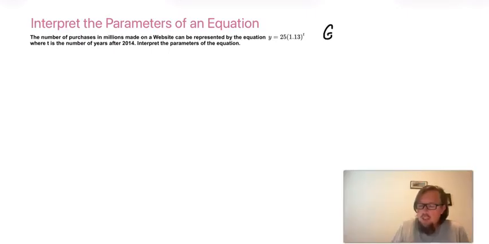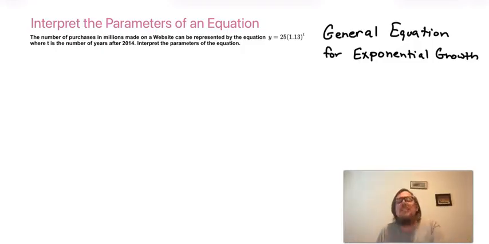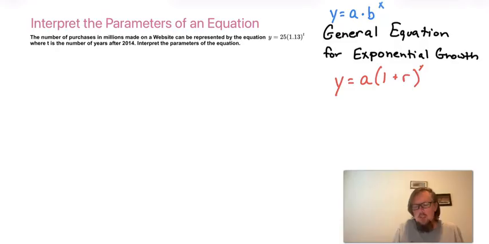And so we need to know what is called the general equation for exponential growth. The general equation for exponential growth looks very similar to an equation that we've been using for a while now. The equation we've been using for a while is y equals a times b to the x power. The general equation for exponential growth looks like this: y equals a, and then in parentheses, 1 plus r to the x power. And that is the general equation for exponential growth.